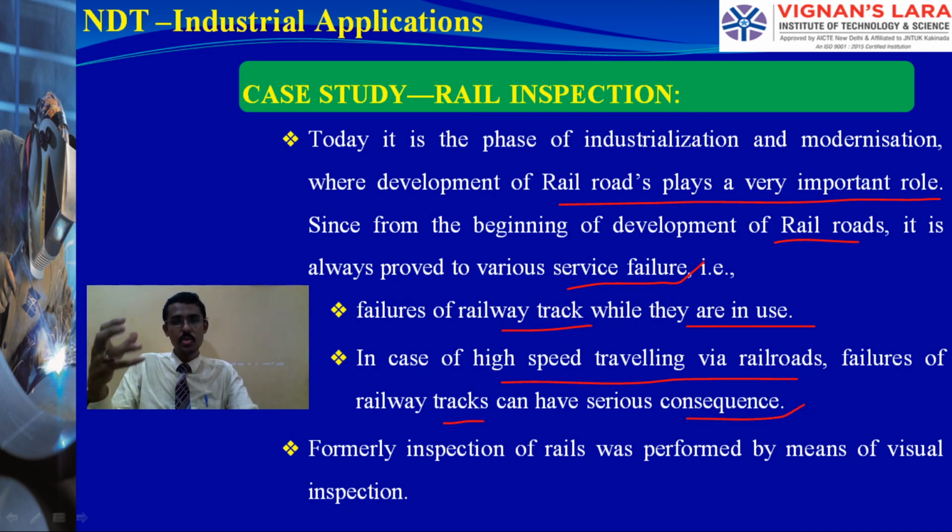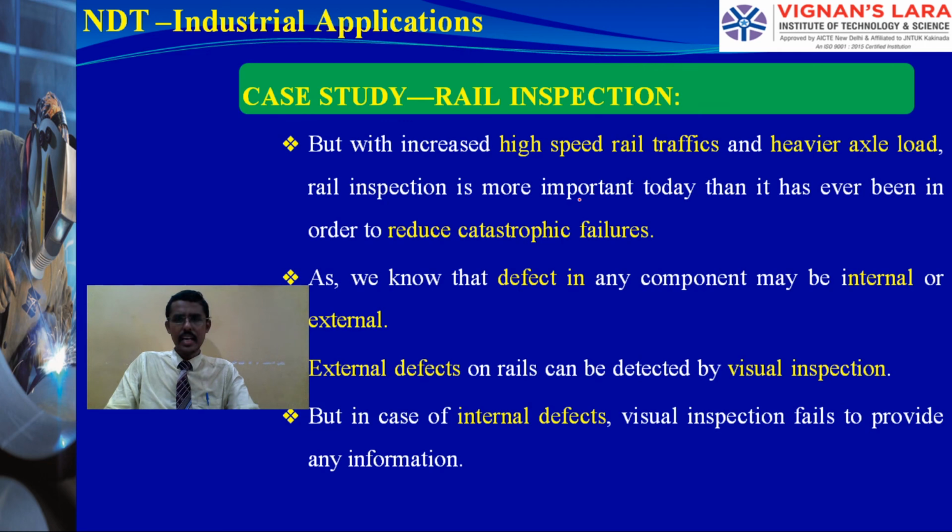So the railway tracks are most important, as are the wheels and the loading conditions. All these things we have to inspect periodically. Formerly, inspection of rails was performed by visual inspection only, but later visual inspection was no use because the cracks are formed at intermediate subsurfaces. Therefore, we went to UT, and eddy current testing also. With the increase in high-speed rail traffic and heavier axle loads, rail inspection is more important today than it has ever been, in order to reduce catastrophic failures.